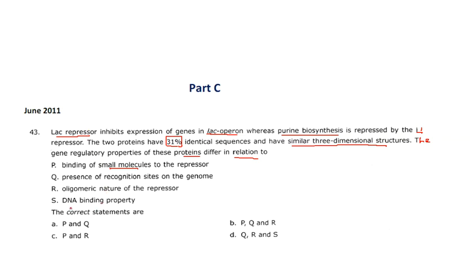S is the DNA binding property, which might not be true. According to me, small molecules is definitely correct, as allolactose is the one which binds to the repressor. Recognition sites on the genome and oligomeric nature of the repressor, so P and R are definitely correct, but here Q will also be correct. So the answer will be B.